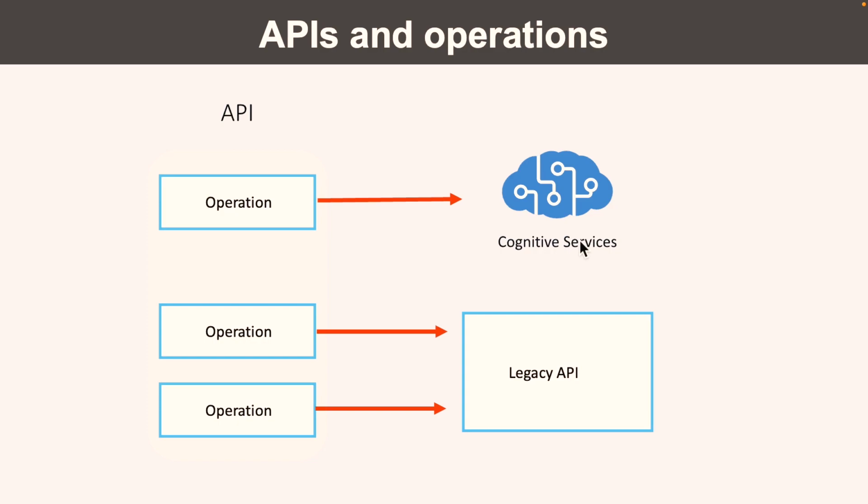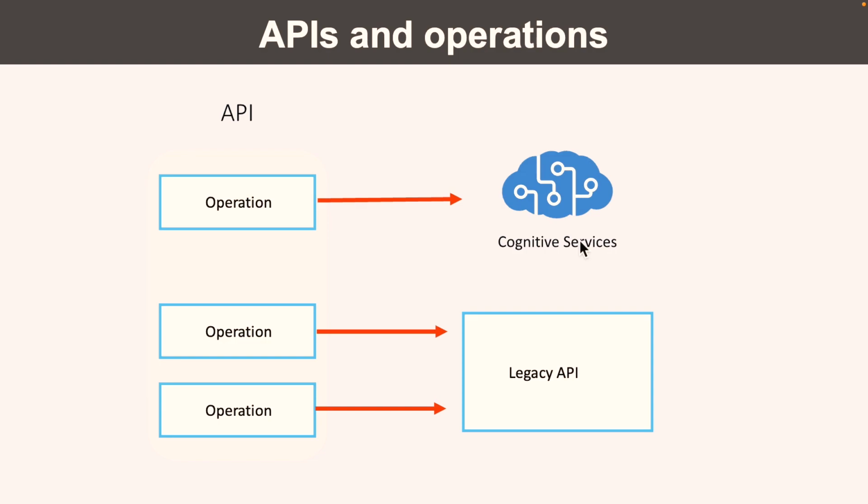Let's look into APIs and operations. To use API management, administrators create APIs. Each API consists of one or more operations, and each API represents a set of operations that are available to developers. To use an API, developers can call the API's operation. Each API's operations map to the operations implemented by the backend service.